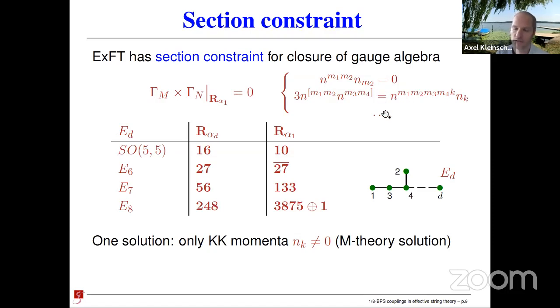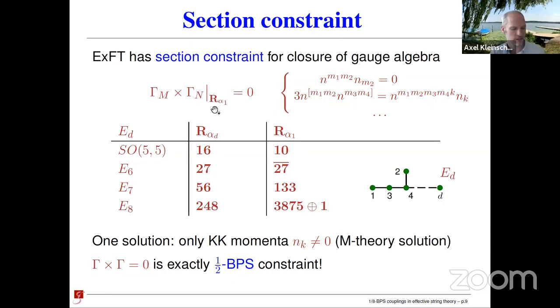One way of solving these constraints, for instance, is if you only turn on the Kaluza-Klein momentum direction, you see everything here then vanishes because it contains at least one of the other charges that are set to 0. So this would be one way of solving it. This is called the M-theory solution, or just looking at a BPS state, which is a pure Kaluza-Klein momentum. But of course, once you have one solution, you can use U-duality to move it around, so you will have many solutions. And really the important point is that this constraint, which I will abbreviate as just gamma cross gamma equal to 0, is nothing but the half BPS constraint for these charged objects.